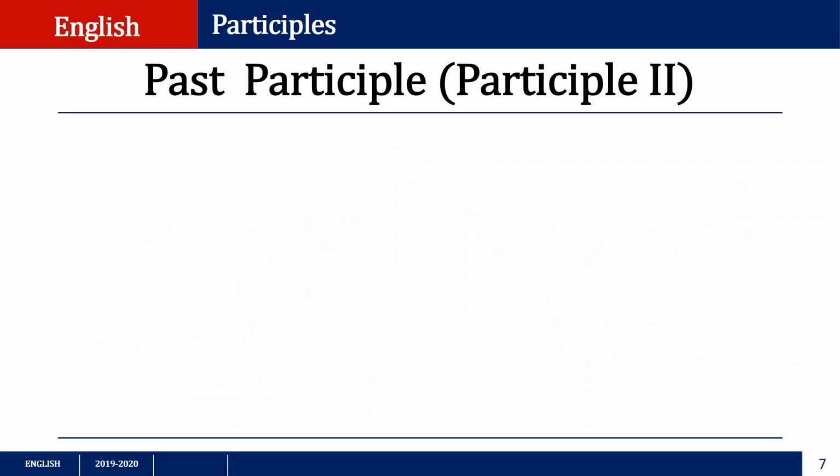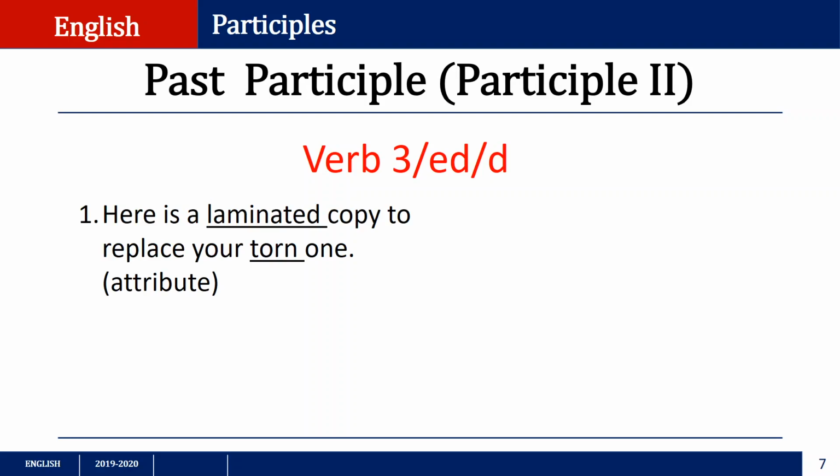Now let's look at past participle, or participle 2. The form of it is verb 3 or ed. Here is a laminated copy to replace your torn one. Laminated and torn are attributes playing the role of adjective. What kind of copy? Laminated.